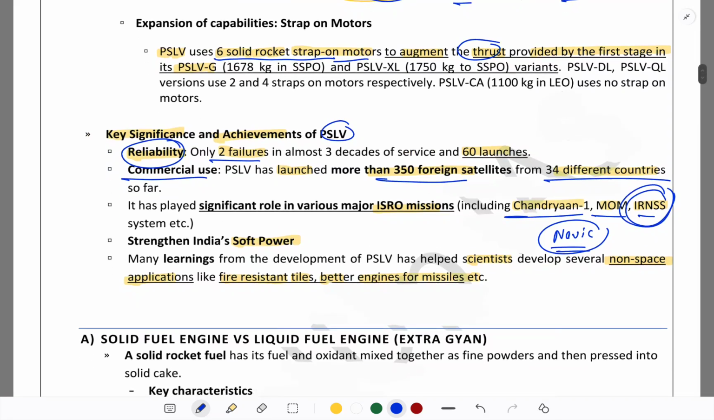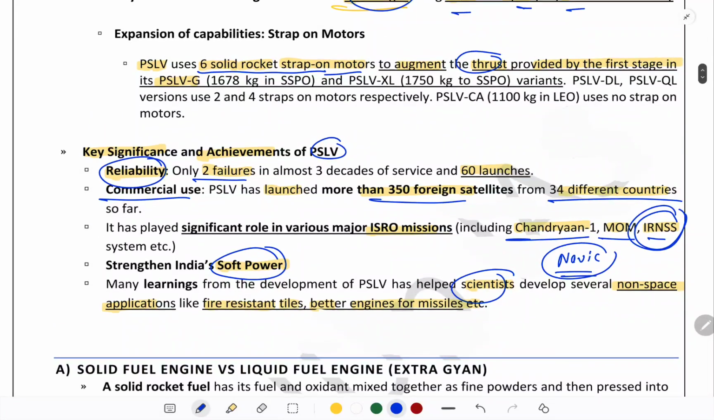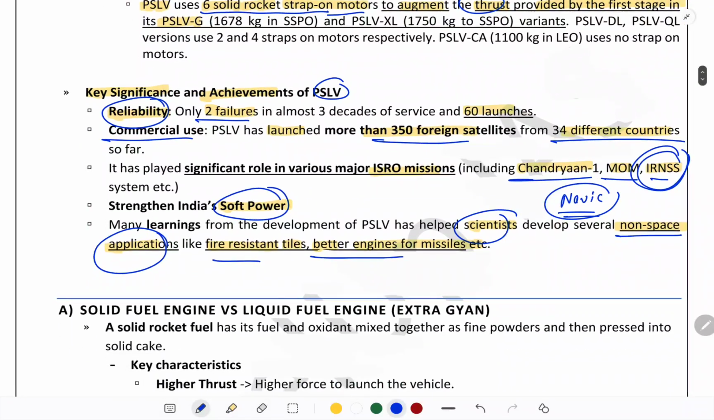Then it is also strengthening soft power, because we are launching the satellites of different foreign countries. Apart from that, the scientists are also using the data they are receiving from this PSLV in non-space applications, for example fire resistance tiles, better engineering for missile technology, and a lot more state-of-the-art technology purposes.